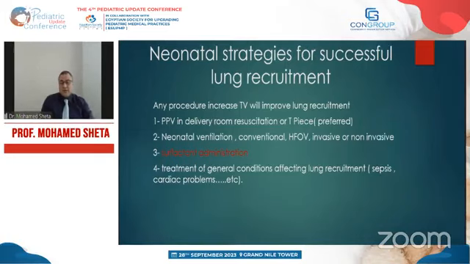Even without using direct strategies on the lung itself, a general condition affecting the lung and causing some sort of inflammation, stiffness, collapse, or consolidation, like septicemia or pneumonia, matters. When you treat sepsis or pneumonia, lung recruitment will improve. Likewise with a cardiac problem like pulmonary stenosis or resistant pulmonary hypertension: when you treat it, the lung recruitment will improve as well.